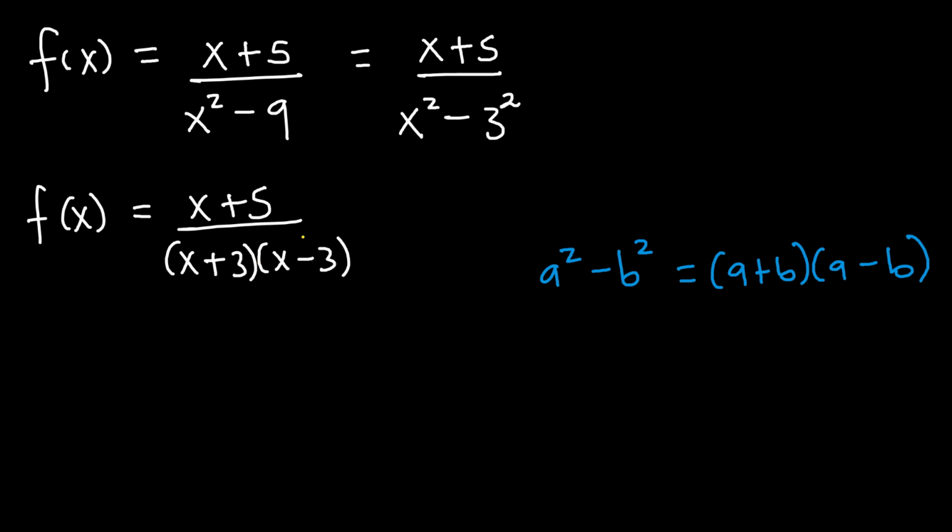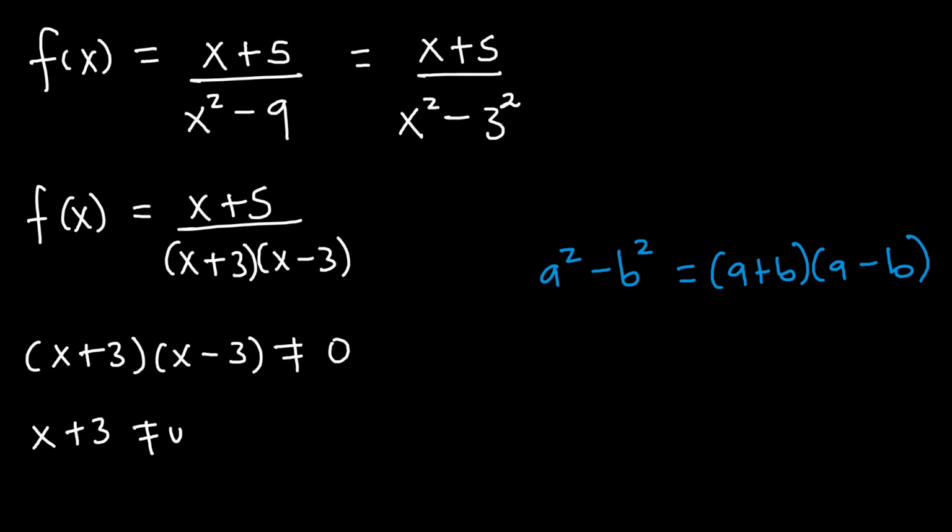And if you remember, we said that we cannot have 0 in the denominator. So for this example, x plus 3 times x minus 3 cannot be equal to 0. Therefore, x plus 3 cannot be equal to 0, and so x cannot be equal to negative 3. And then x minus 3 cannot be equal to 0, and so x cannot be equal to positive 3.